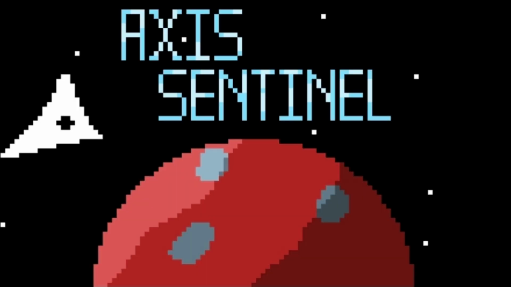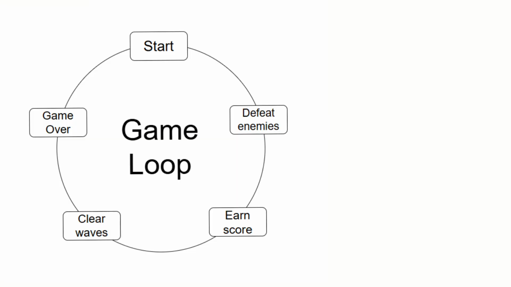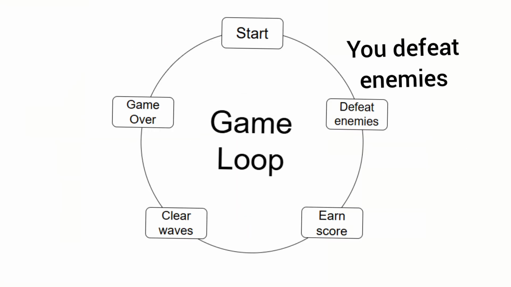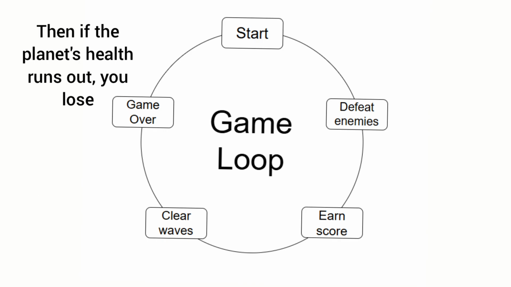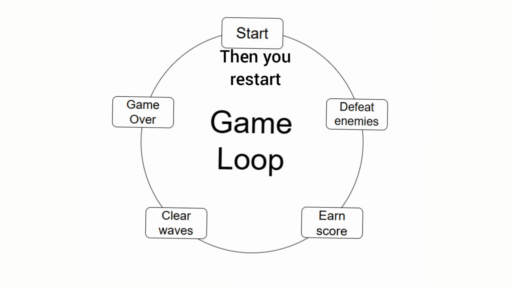In my game you play a spaceship tasked with defending a random planet. This is the game loop. First you defeat enemies, then you earn score points, then you defeat waves of enemies, then if the planet runs out of health, you lose, then you restart.